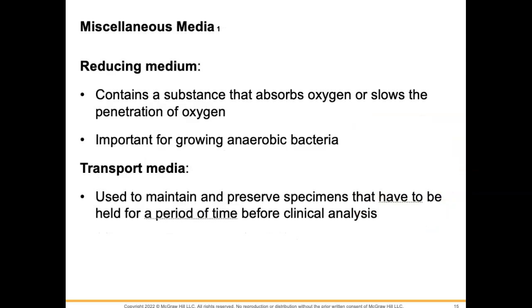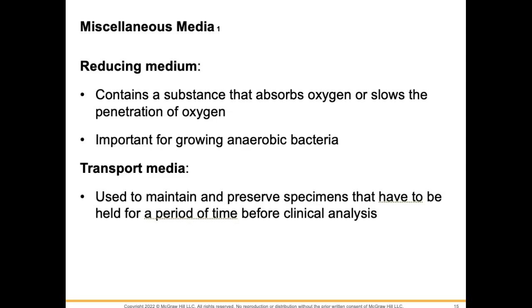So we also have a couple of miscellaneous types of media that we use. One is reducing medium. This contains a substance that absorbs the oxygen or slows the penetration of oxygen. Reducing medium is very important in the growing of anaerobic bacteria. Anaerobic, implying that it does not like oxygen. It grows better without oxygen. Anaerobic. And that is a test question.